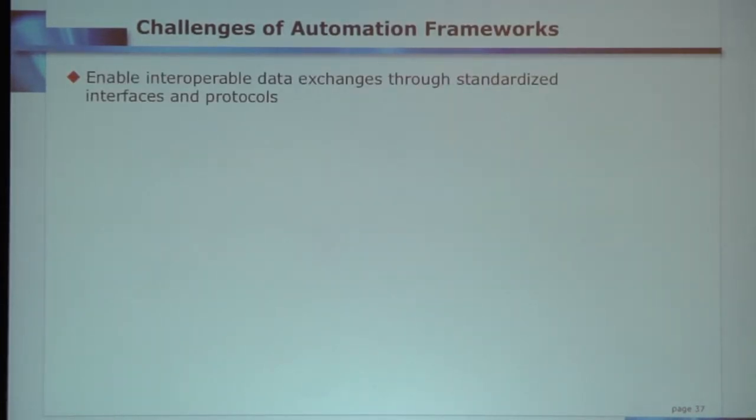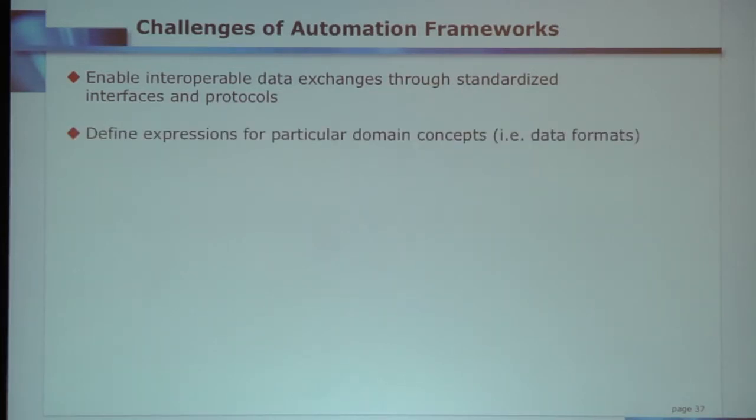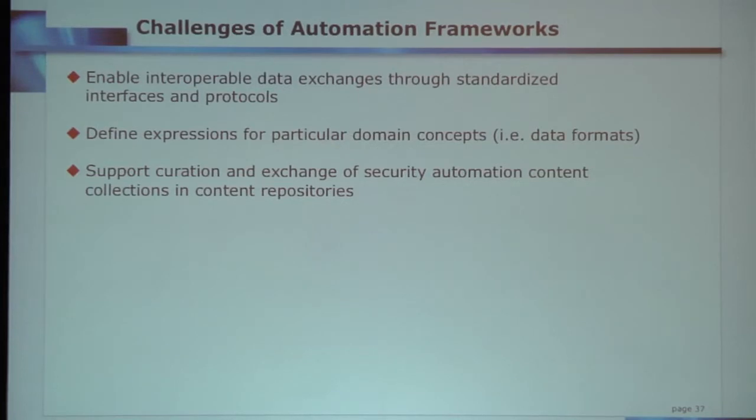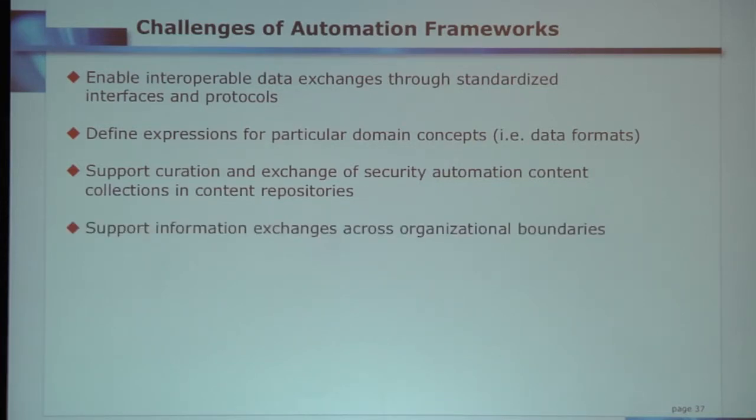Challenges of automation frameworks in general are to enable interoperable data exchanges through standardized interfaces and protocols. Then we must define expressions for particular domain concepts, right? So we are operating across different domains. Think of the data and storage domain, where you deal with different data formats. Then you have the automation content that's residing in different content repositories, and we want to be able to support curation and exchange of that security automation content. And of course, we want to support the exchange of security event information across organizational boundaries, which is critically important.